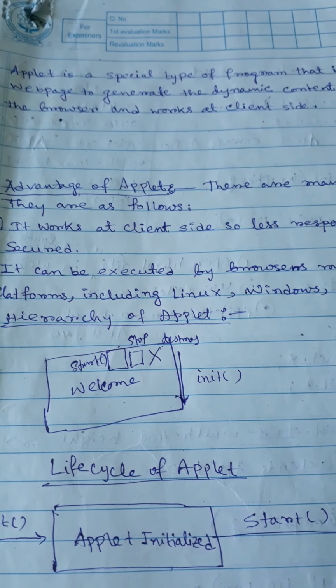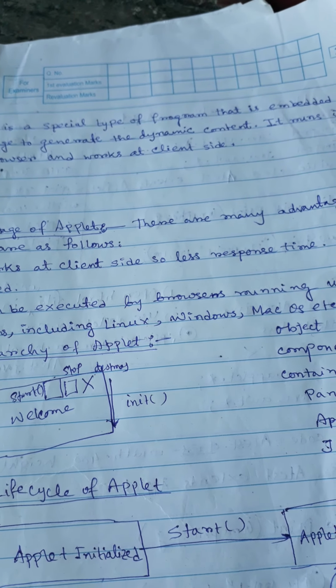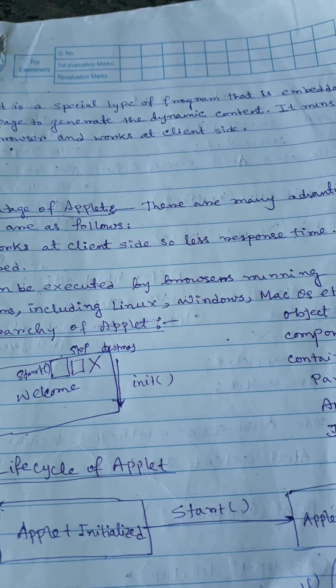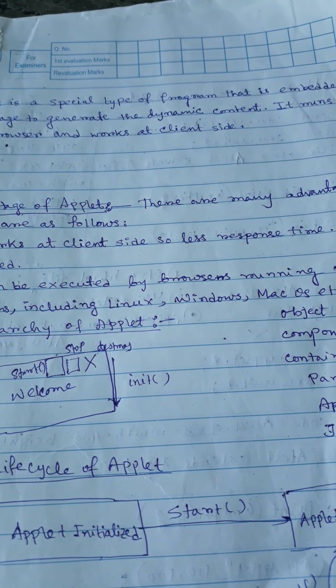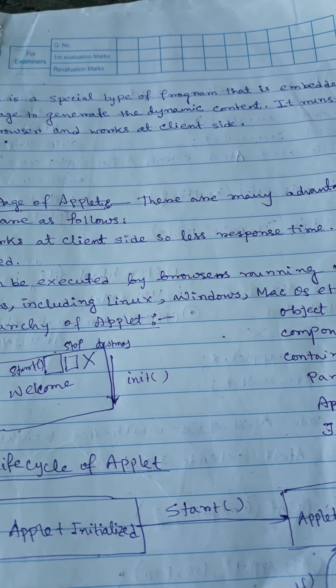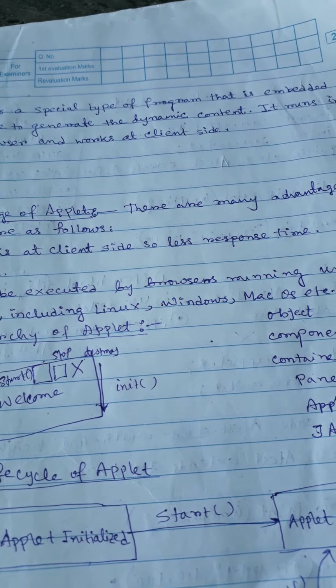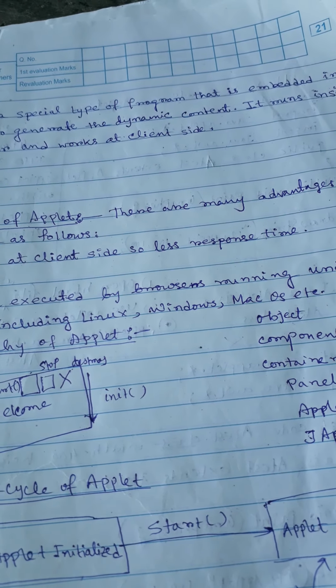So applet is a special type of Java program that is embedded or included in a web page or any HTML page to generate dynamic content. It runs inside the browser and works at the client side. So what are the main points to say about the applet?